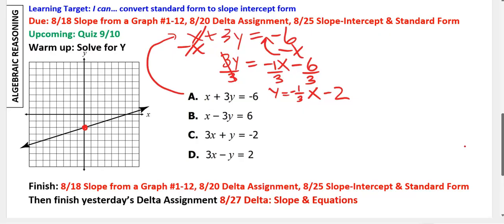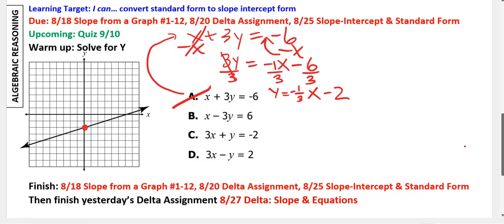But is this slope -1/3? Does it go down 1, right 3? Down 1, right 3 would be like right here, right? What's the problem with this equation is that it's negative. It's not going down to the right, it's going up to the right. So that negative slope, that ain't it, okay? I know it's a lot of work just to eliminate it, but A is not it.